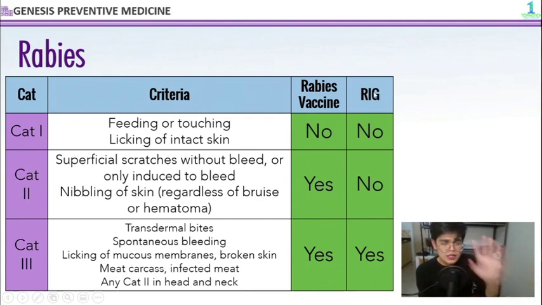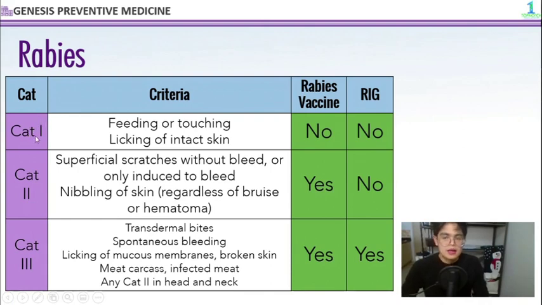So before I dive into the table, remember first that rabies vaccine here is a form of active immunization, meaning you are inducing the patient's body to produce their own form of immunization against rabies, as opposed to RIG. It's passive immunization because you're explicitly giving the antibodies, the immunoglobulins, to fight off the infection, to fight off the rabies virus in vivo. So this is active and this is passive.